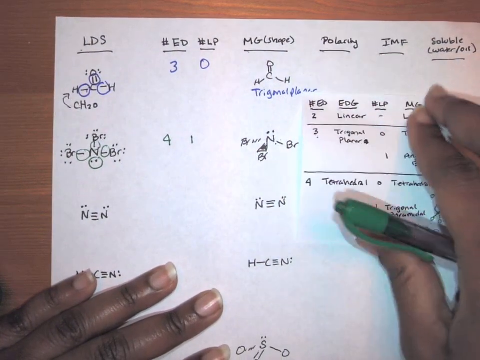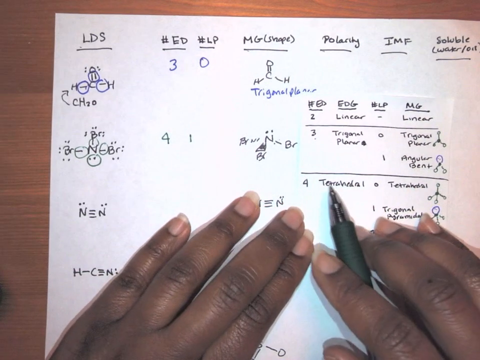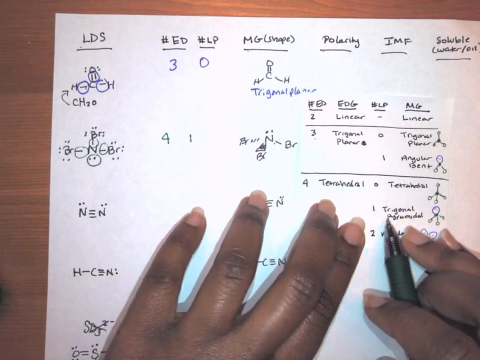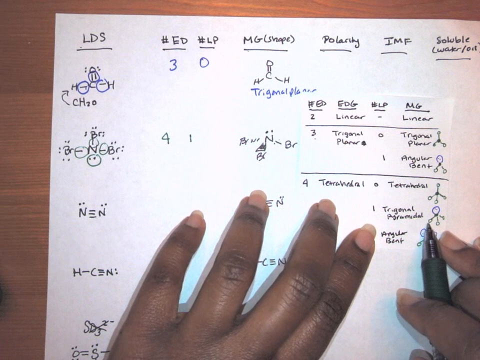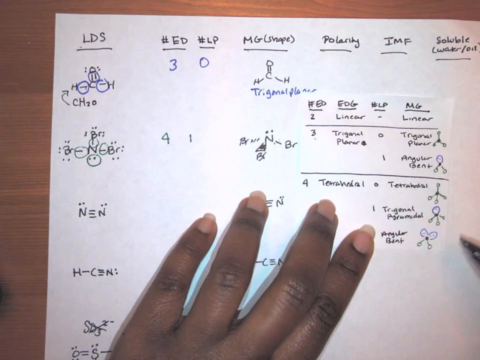If we have 4 electron domains, the EDG is tetrahedral, but with 1 lone pair, the actual shape was trigonal pyramidal. And that's how I drew that here.